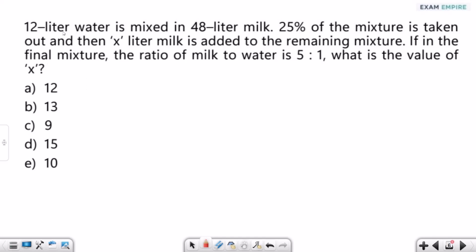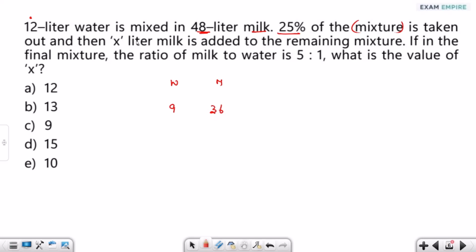Next, 12 liters of water is mixed with 48 liters of milk. So 25% of the mixture is taken out. So 25% is taken out in the sense, so 12 liters of water will become 9 liters and 48 liters of milk will become 36 liters.